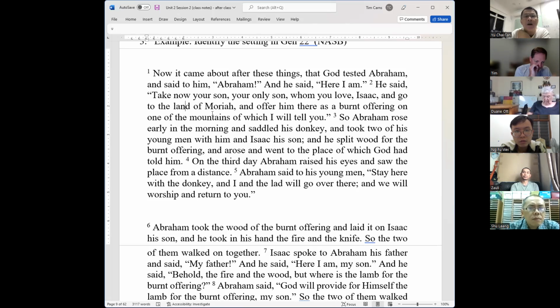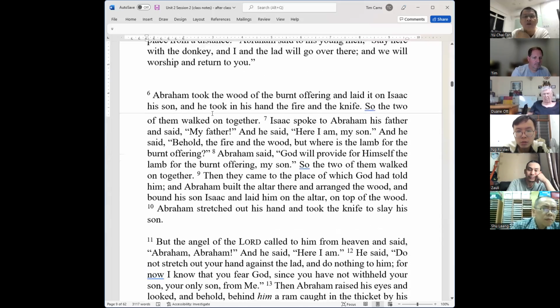So Abraham rose early in the morning and saddled his donkey and took 2 of his young men with him and Isaac his son. And he split wood for the burnt offering and arose and went to the place of which God had told him. On the 3rd day, Abraham raised his eyes and saw the place from a distance. Abraham said to his young men, "Stay here with the donkey, and I and the lad will go over there, and we will worship and return to you."